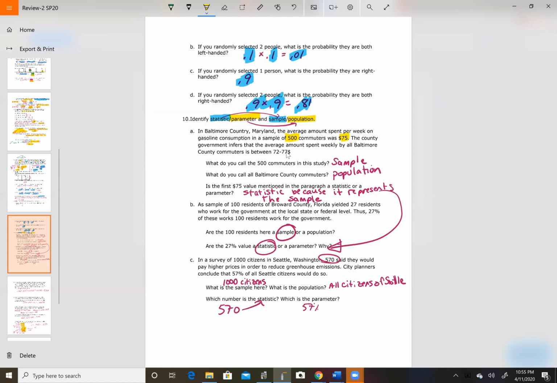I made this yellow, I should make it blue because I made the sample blue above. So 500 is going to be the sample and 75 is going to be the statistic, because 75 goes with 500.